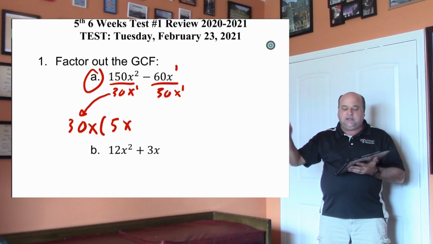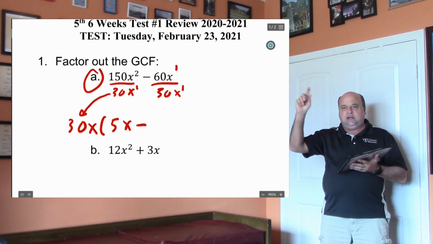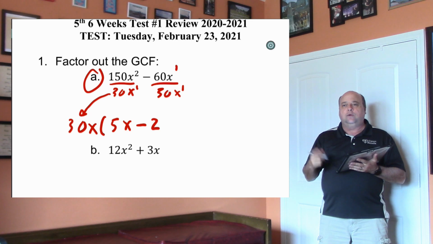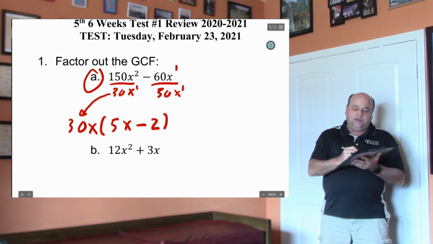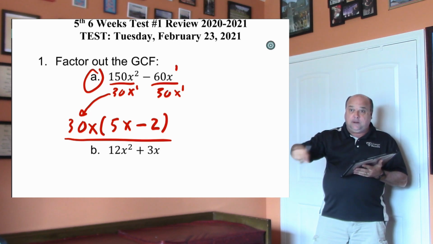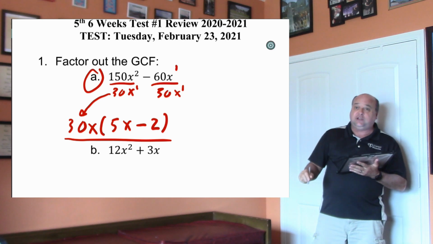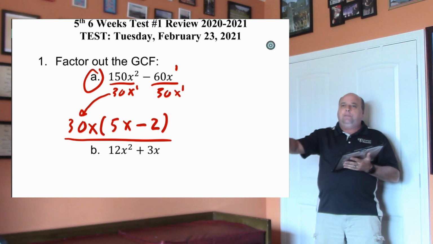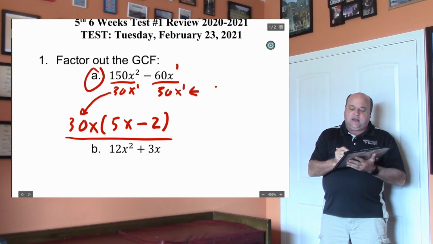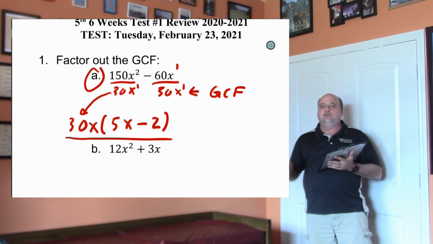Then start the process over. A negative divided by a positive is a negative. 60 divided by 30 is 2. And the x's will divide out to 1. They'll cancel out to 1, won't they? So this right here is my answer. If I were to do the distributive property and distribute 30x to 5x and 2, I would get 150x squared minus 60x. So basically, I'm undoing the distributive property, and the GCF turns into that bluebell truck, which is what you distributed.